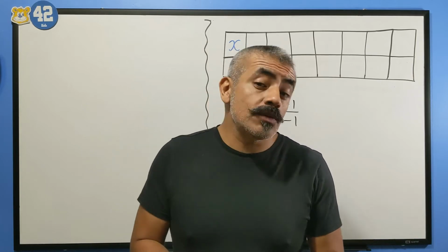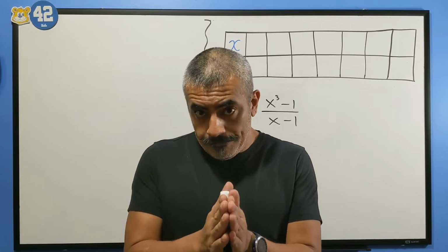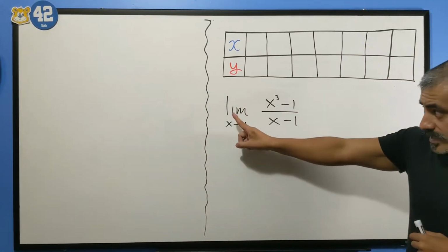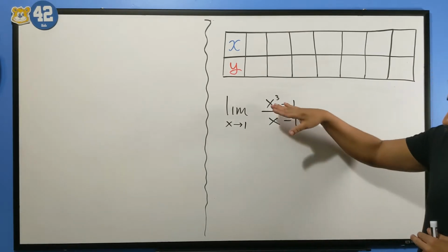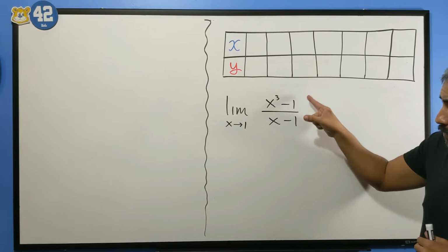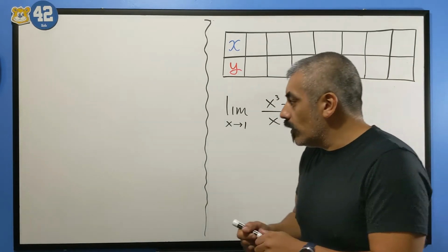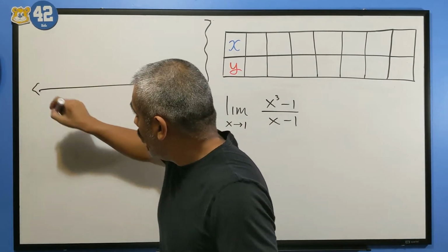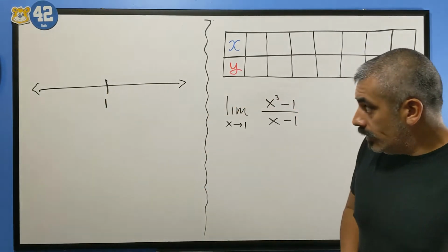Today we're going to jump into an example for how to solve a limit numerically. And first we have to understand what they're asking us. What is the limit as x approaches 1 of this function, x cubed minus 1 over x minus 1? And so let's take a look really quick at a number line. And let's put our value of interest in the middle, 1.